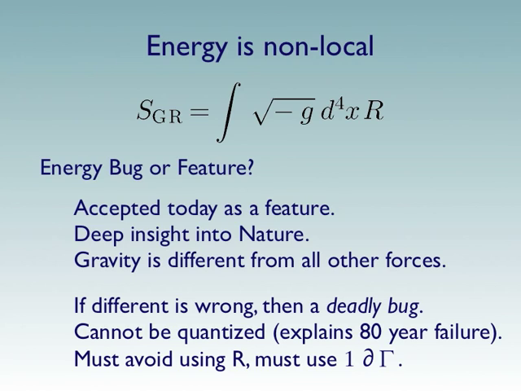But if that difference is actually wrong, I think it's a deadly bug. It may be the technical reason why general relativity has resisted all efforts to quantize it for over 80 years by the brightest people on the planet. So I think we must avoid using the Ricci scalar R and all of its friends, the Ricci tensor, the Riemann curvature tensor. But we must get back to Einstein's initial goal, which was to come up with a constraint on the metric which requires one and only one derivative of a connection.